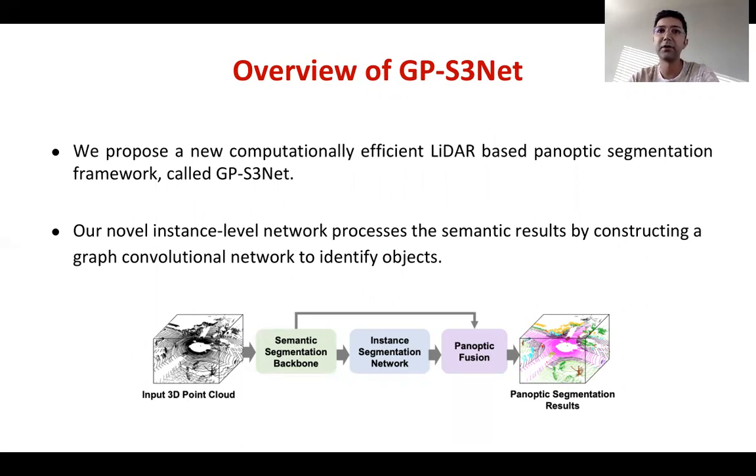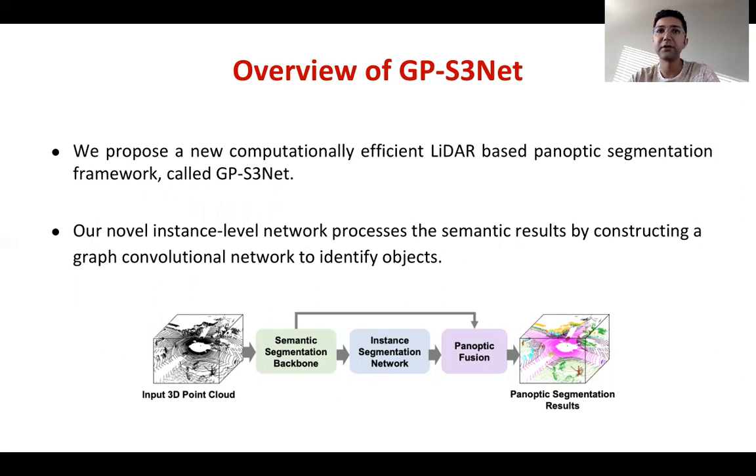The overall pipeline of our proposed method is shown here. It includes a semantic segmentation backbone followed by a graph-based instance segmentation network and panoptic fusion. The final output is a panoptically labeled point cloud in which every point has both a semantic and an instance label.